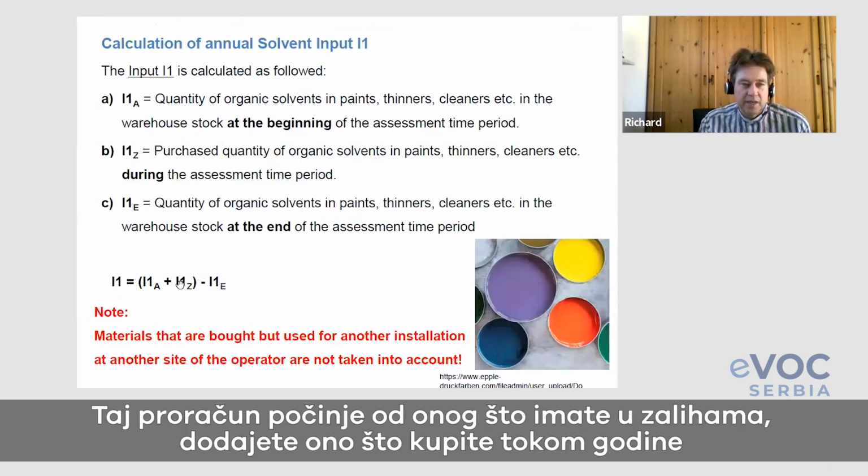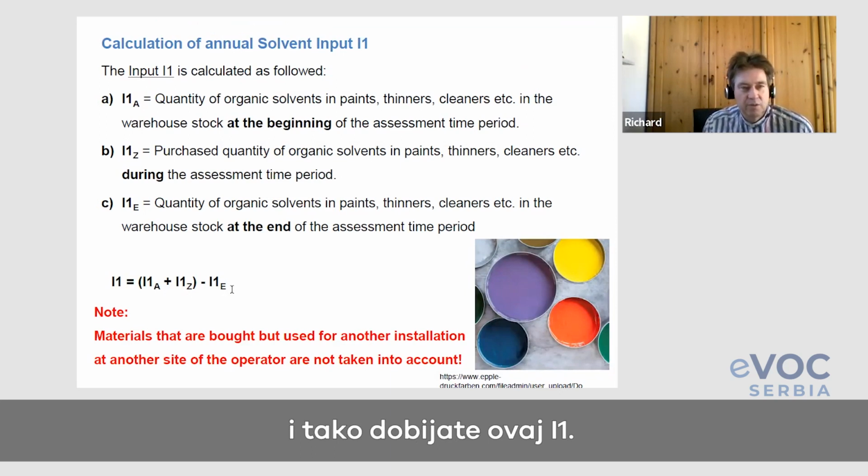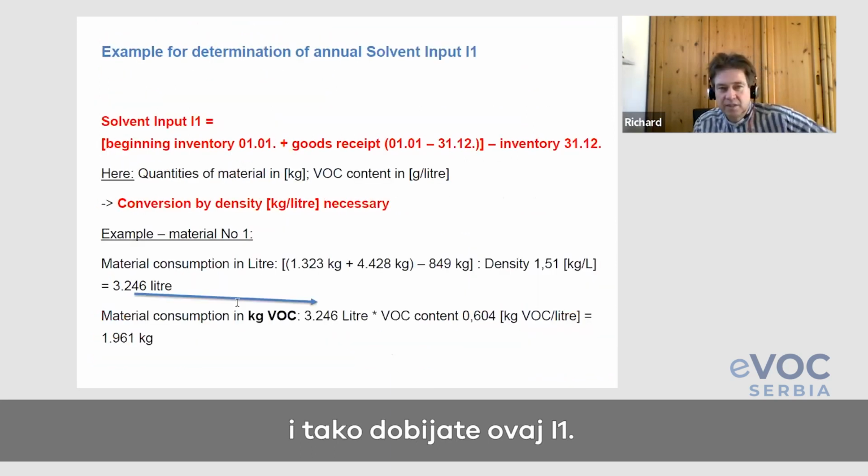You do the calculation. You start with what you have in your stock, plus what you have purchased, and you know what you have at the end in your storage, and so you can calculate this I1 as input.